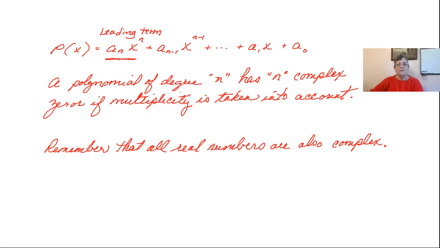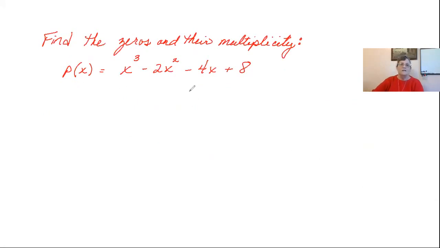And another important thing to know is that any polynomial of degree n, where n is the biggest exponent, has n complex zeros, as long as we take multiplicity into account. Remember that all real numbers are also complex numbers. So let's look at this one.